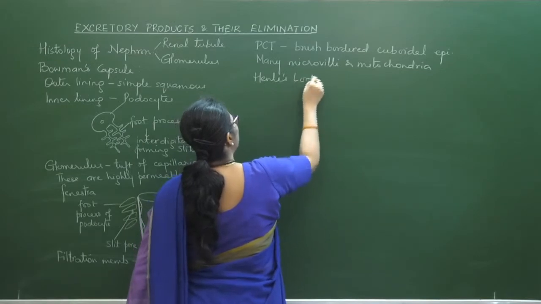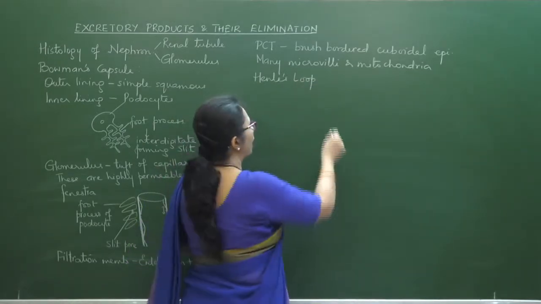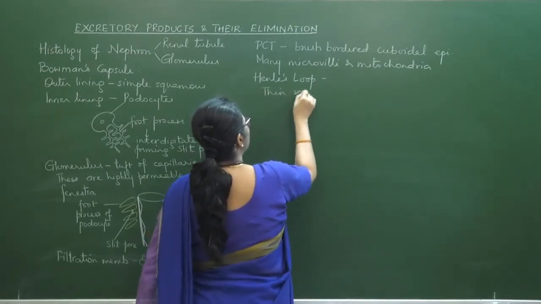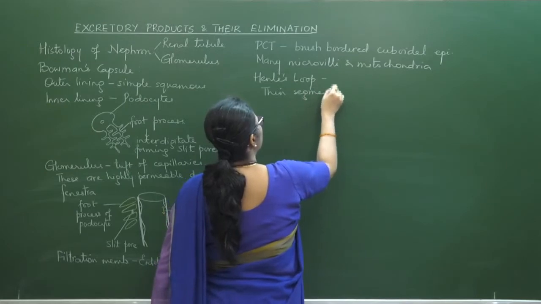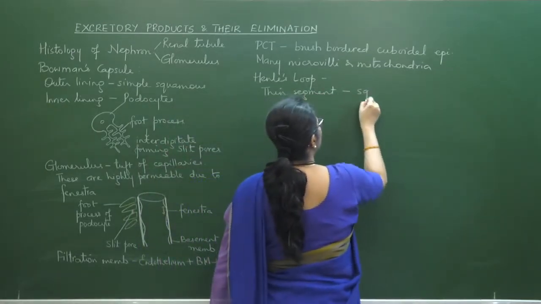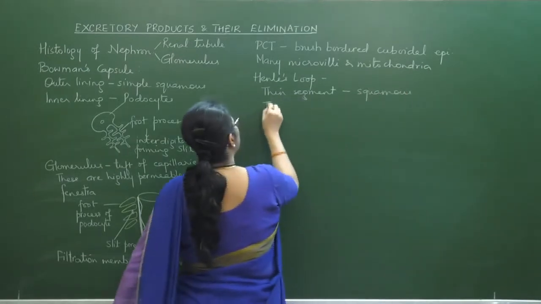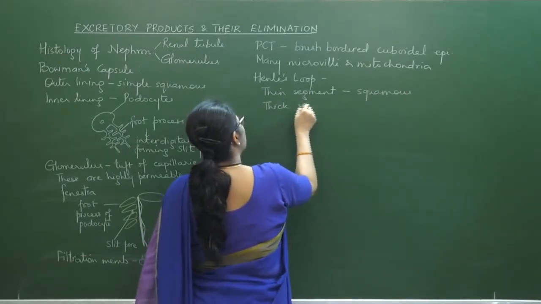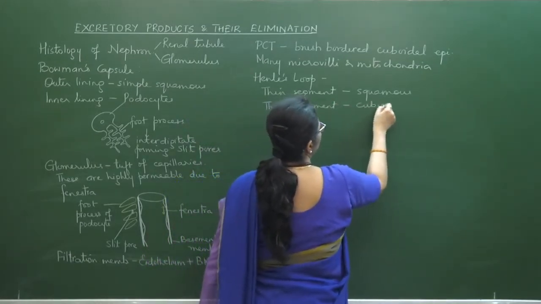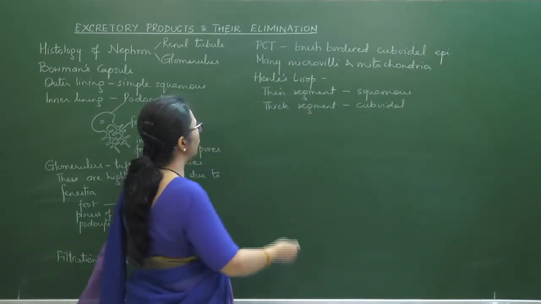Then coming to Henle's loop. Whether it is the descending limb or ascending limb, the histology is the same. But yesterday you must have seen I had drawn two parts. One was the thin segment and another one was the thick segment. Now the thin segment is lined by squamous epithelium, and the thick segment is lined by cuboidal epithelium. Of course, these all are simple epithelia. So just in short we are going into it.